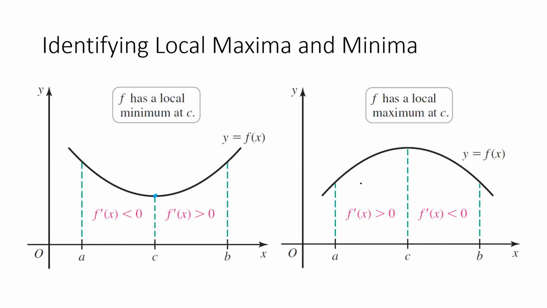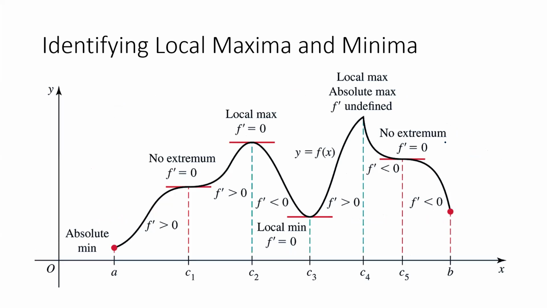Versus if our f prime changes from positive to negative, then we have a local maximum at that critical point. So that's going to be helpful for us when we want to identify the points where we have a local maximum or local minimum.